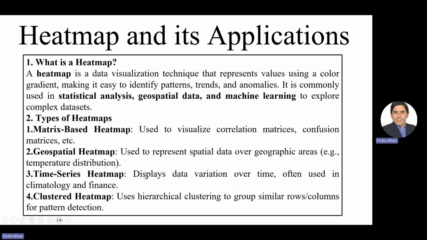Time series heat maps display data variation over time, often used in climatology and finance. You saw the map in the beginning of this video, which was about daily maximum temperature over time. Clustered maps use hierarchical clustering to group similar rows and columns for pattern detection. If you have data on two variables, rows and columns, you can do this type of map to detect patterns and group similar stations or whatever.